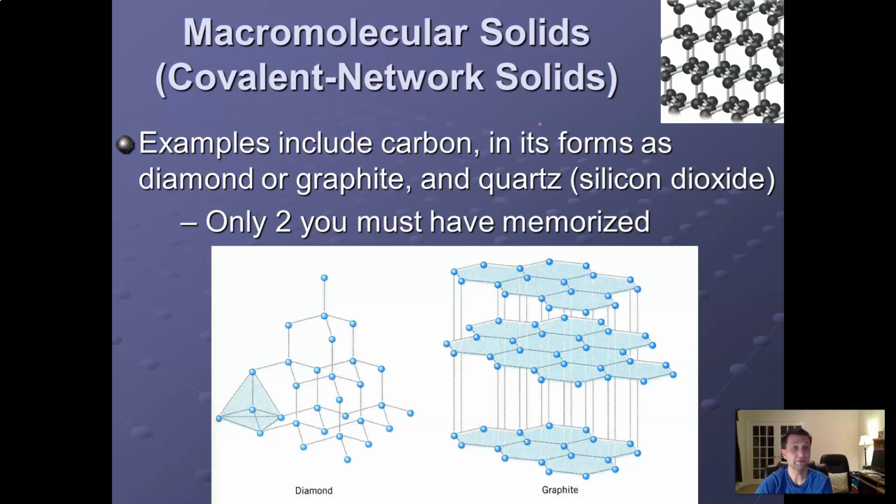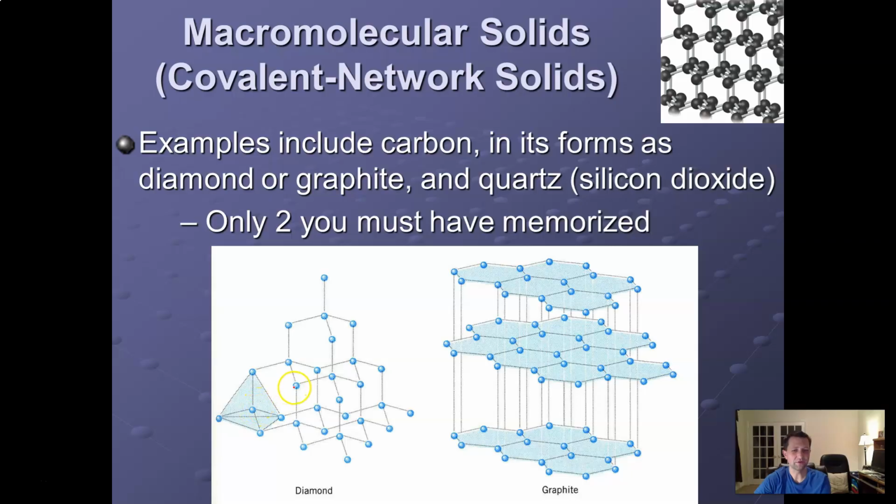So the two you have to know: diamond or graphite, which is just carbon, okay? And quartz, which is SiO2, silicon dioxide. So you need to know what those two are. If I mention diamond, graphite, or quartz, or silicon dioxide, if I give you the actual formula, you know that those are covalent network solids. There's a difference between diamond and graphite.